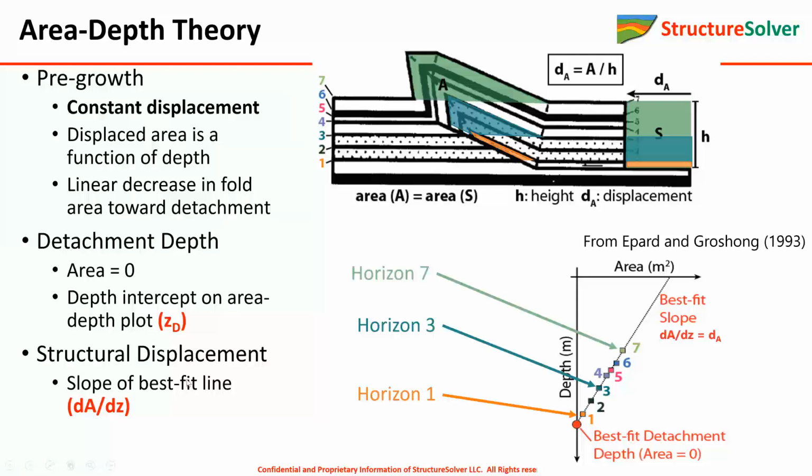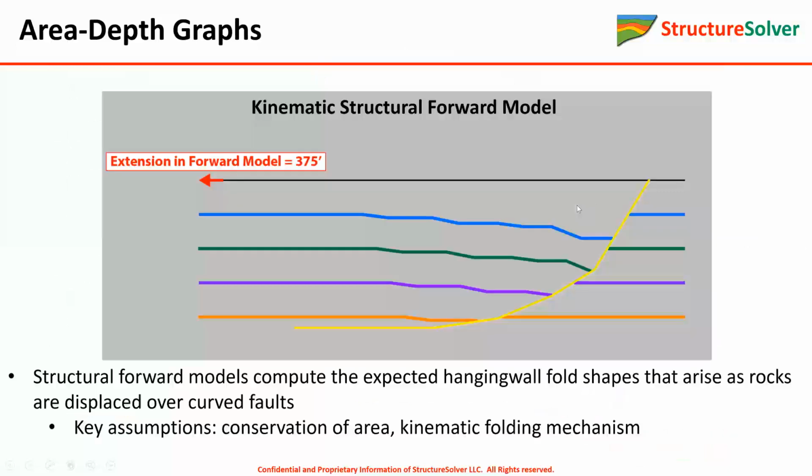And so that's why we get this linear array. And if we do a linear best fit, we get 2 things. One, we get the detachment depth, or the predicted depth where those fold areas go to 0, which gives us the depth of the detachment right there at the intercept with the depth axis. And then the slope of the line is essentially this equation. So the change in fold area over the change in depth gives us the displacement. So that's the linear fit right there. And because this is an area balanced forward model, it's a perfect line for all of those fold areas, and we get a nice estimate of the detachment depth.